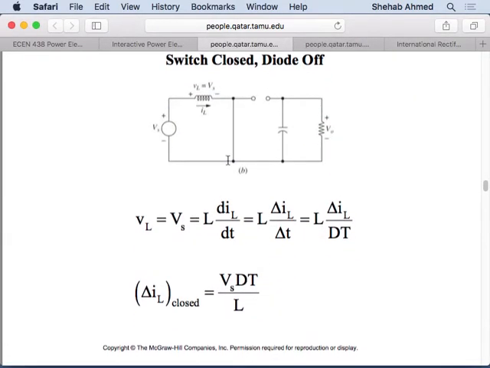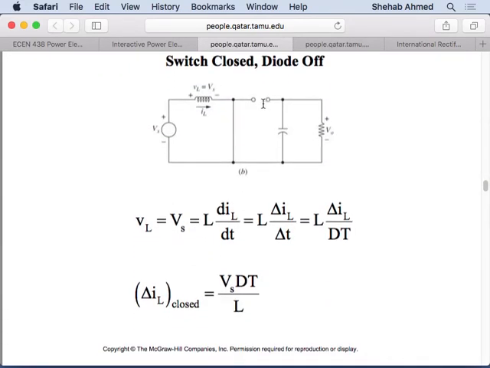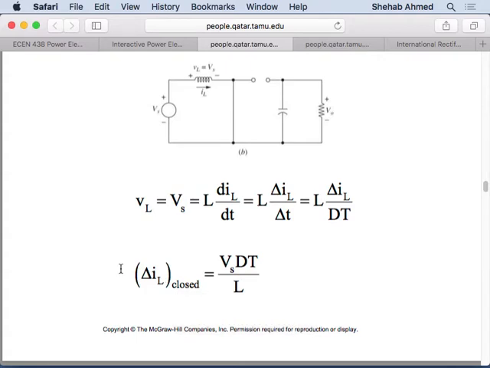And then we'll close the switch. So the switch is here, and the diode is here. We'll close the switch and open up the diode and look at the voltage across the inductor. One side is Vs. The other side is 0. So VL is equal to Vs, which is equal to L di by dt. We rewrite di as the current ripple, and dt as the period of time when the switch is closed, DT. I can rewrite the ripple current in terms of the rest of the variables. So this is the ripple current when the switch is closed.